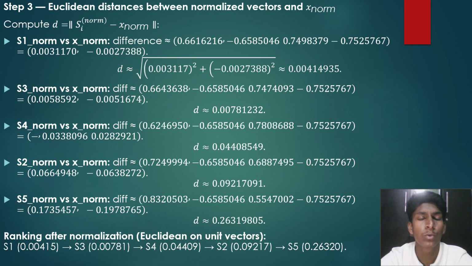Now, step 3: Euclidean distance between the normalized vectors and x norm. Compute d equals Si norm minus x norm. So for S1 norm versus x norm, the difference d equals the square root of 0.003117 squared plus negative 0.00273888 squared, which gives an approximate value of 0.00414935. Similarly, we will calculate for S3, S4, S2 and S5. Then we rank after normalization, Euclidean on unit vectors: S1, S3, S4, S2 and S5.